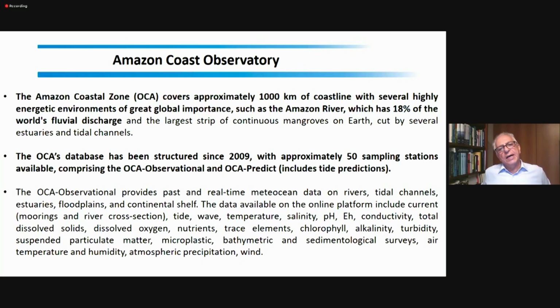There is also some observation in the Amazon coast. Brazil has 8,500 kilometers of coast, and of course, the north of the country is covered by the Amazon coast. And the Amazon coast covers approximately 1,000 kilometers in this coastline with quite energetic environments of great global importance, such as the Amazon River. It's the big discharger of fluvial flow in this area. And this started in 2009, and it's in progress now.